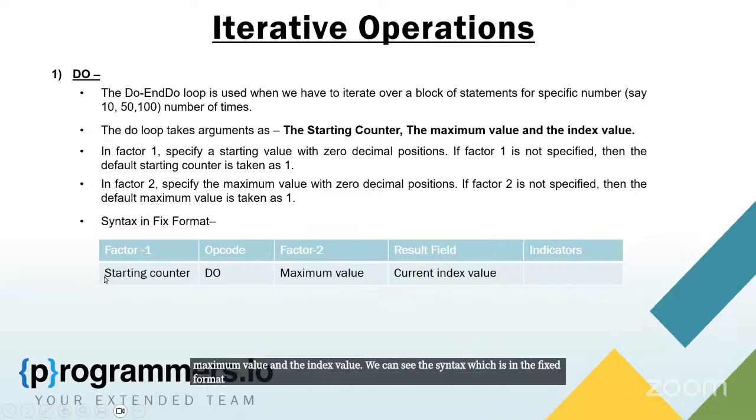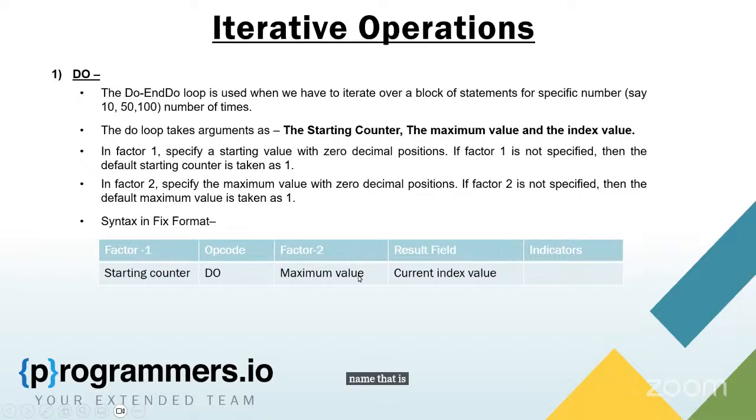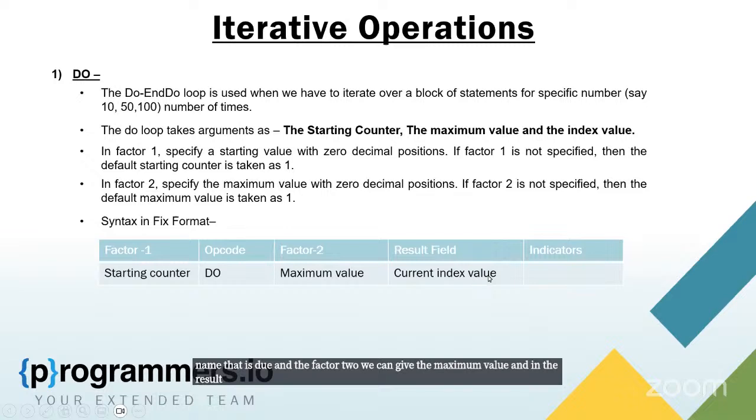In the factor one, we can take the starting counter. At the opcode, we can give the loop name, that is do. In the factor two, we can give the maximum value, and in the result field, we can give the current index value. If we are specifying the factor one and the factor two, then they can be variables with 0 decimal positions. Also, if factor one and factor two are not specified, then the default value is taken as 1.